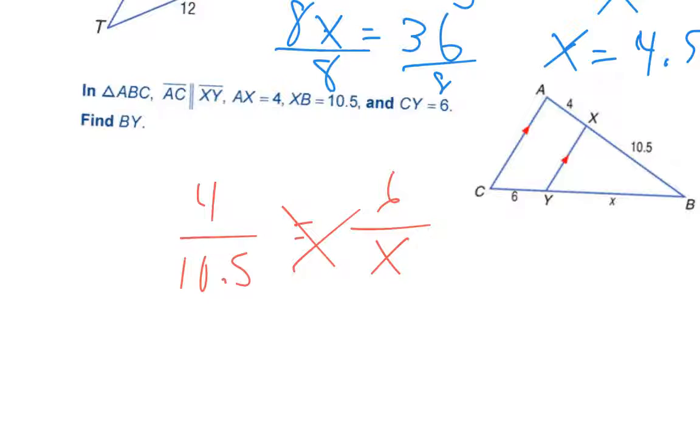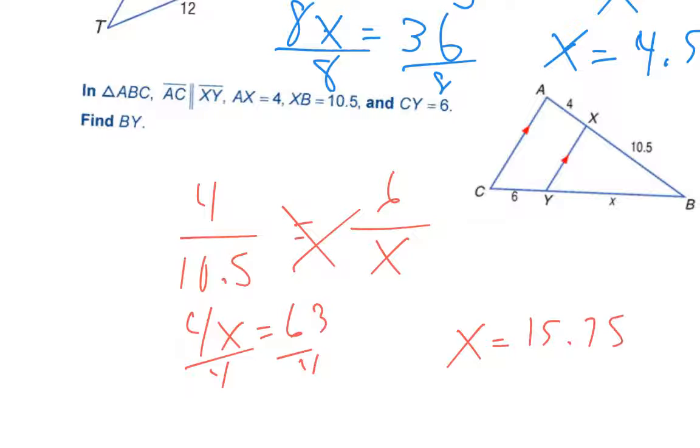Okay. So cross multiply. I'm going to point something out to you guys here in just a second. I want to make sure you understand. So 6 times 10.5 is 63, divided by 4, 15.75. Listen. This is not giving me the length of the parallel sides. Understand? It's giving me the sections of the two sides.